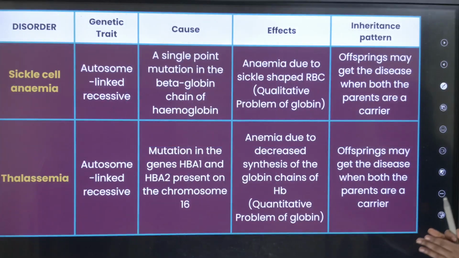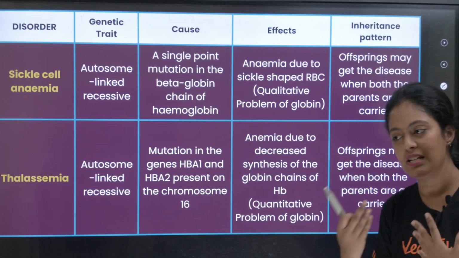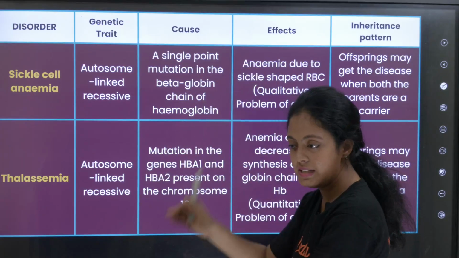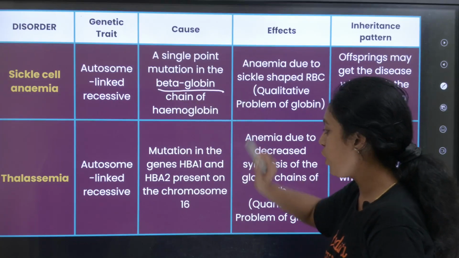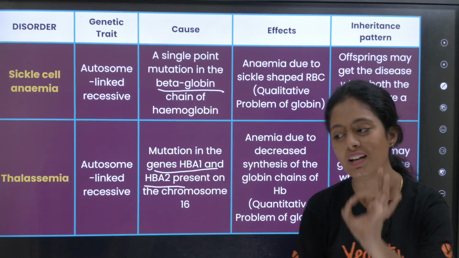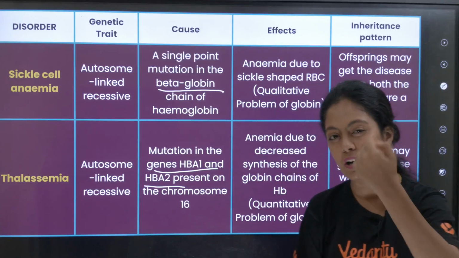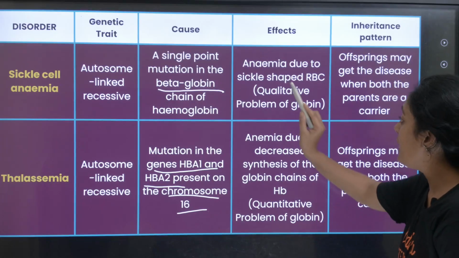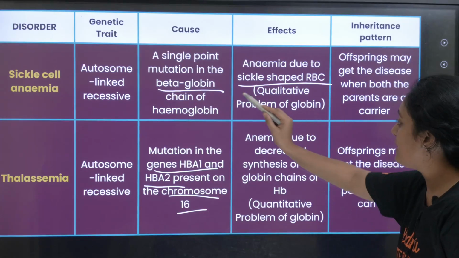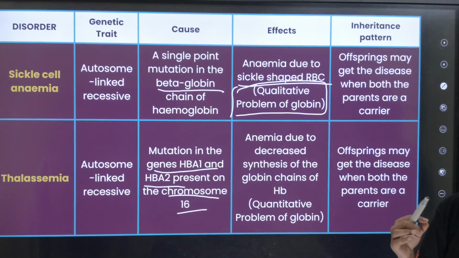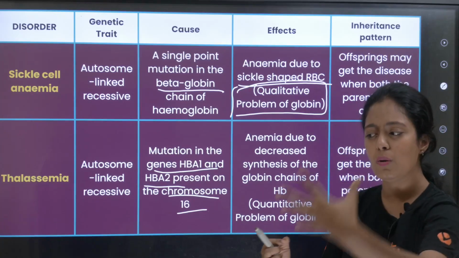Next we have sickle cell anemia or sickle cell trait, and thalassemia. Both are called autosomal linked diseases. Sickle cell anemia happens due to a mutation in the beta globin chain, and thalassemia happens due to mutation in HBA1 and HBA2. There are two alleles present on chromosome number 16. Anemia due to sickle shaped RBC, as I already told you, is a qualitative problem. This could be an important MCQ in your NEET or in your board exam.